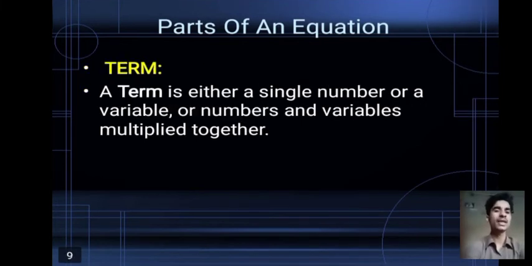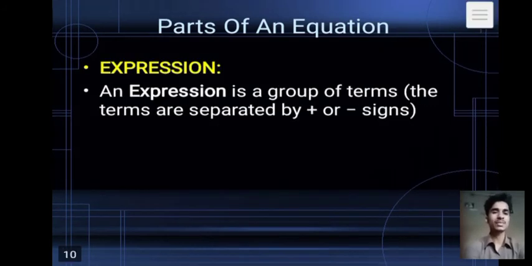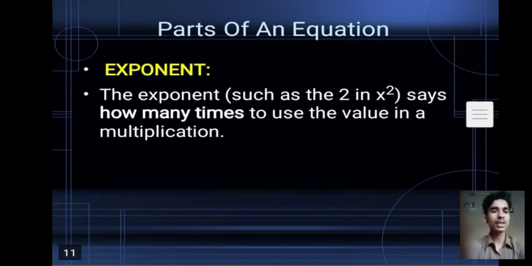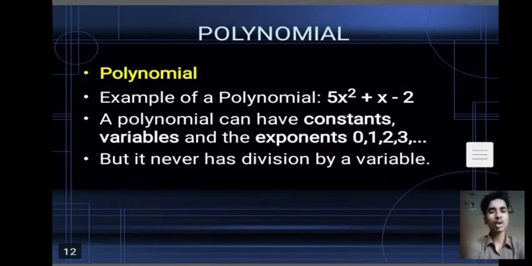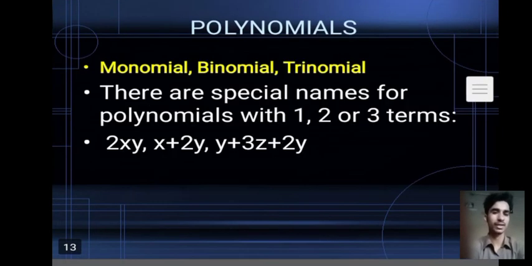Term. A term is either a single number or a variable, or numbers and variables multiplied together. Expression. An expression is a group of terms. The terms are separated by plus or subtraction signs. Exponent. The exponent, such as the 2 in x power 2, says how many times to use the value in a multiplication. Polynomial. Example of a polynomial: 5x power 2 plus x subtraction 2. A polynomial can have constants, variables and exponents 0, 1, 2, 3, etc. But it never has division by a variable.